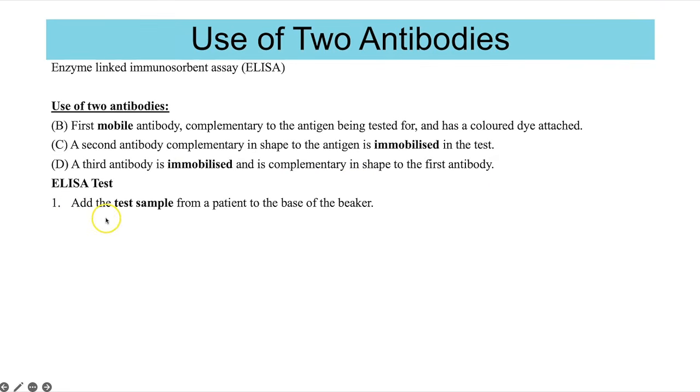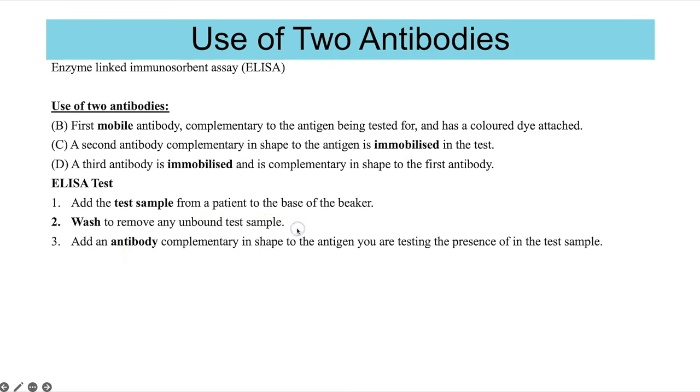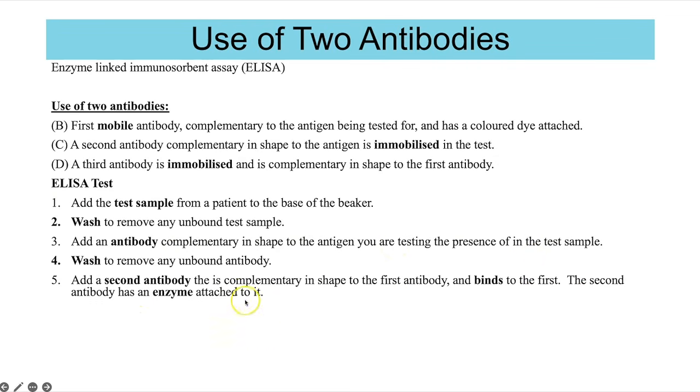So what you would then do is add the test sample from a patient who you want to diagnose, to see if they have a particular condition, to the base of a beaker. You'd wash to remove any unbound test sample. You then add the antibody complementary in shape to the antigen you are testing the presence of in the test sample. Wash to remove any unbound antibody, and then add a second antibody that is complementary in shape to the first antibody and will bind to the first one.